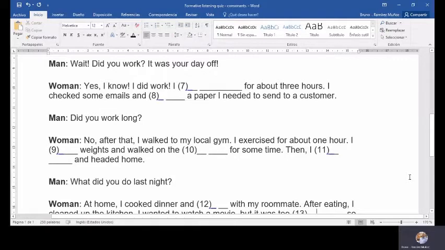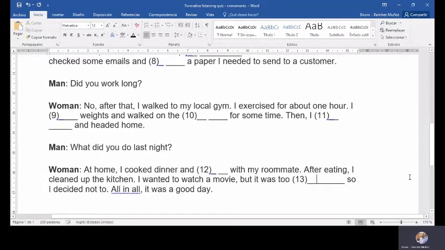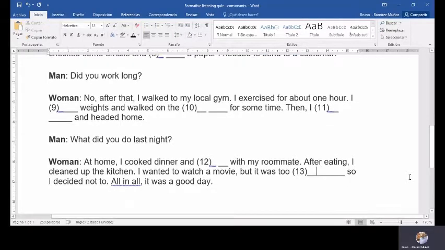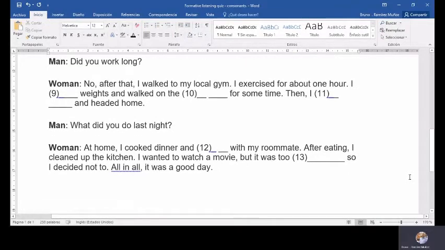I exercised for about 1 hour. I lifted weights and walked on the treadmill for some time. Then I showered and headed home. What did you do last night? At home, I cooked dinner and chatted with my roommate. After eating, I cleaned up the kitchen. I wanted to watch a movie, but it was too late, so I decided not to. All in all, it was a good day.